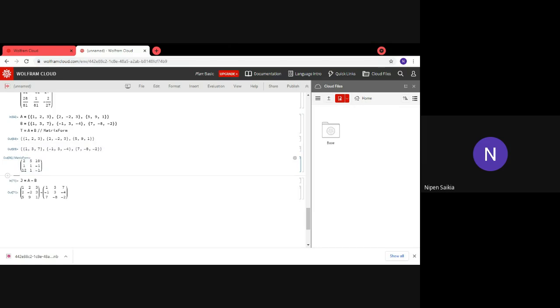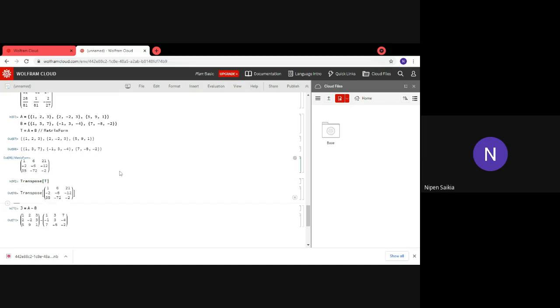A plus B. Now for multiplication, what will happen if we put a star? So it is A star B, the multiplication of matrices A and B. T is our matrix T, so we can take the transpose here. For finding the transpose, we simply write transpose, and our matrix is T. So we write T here.